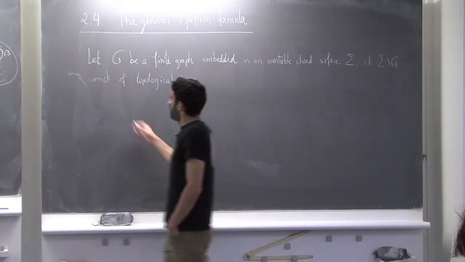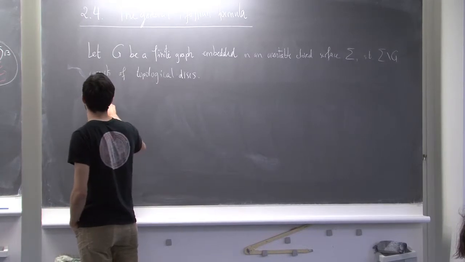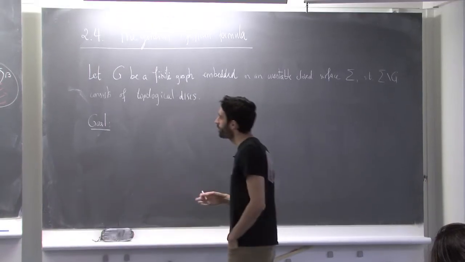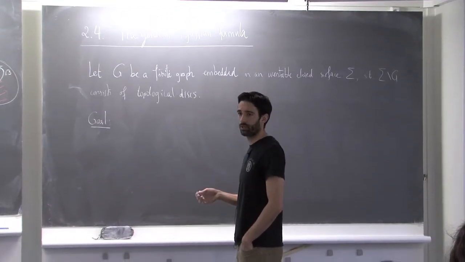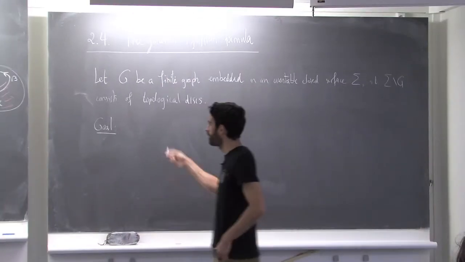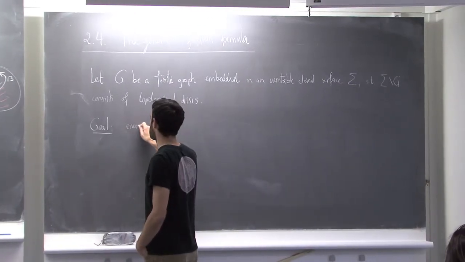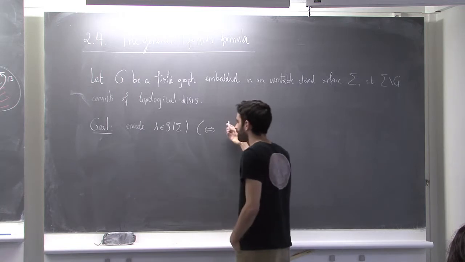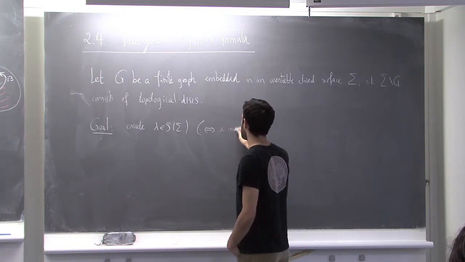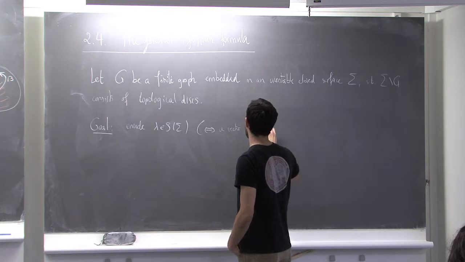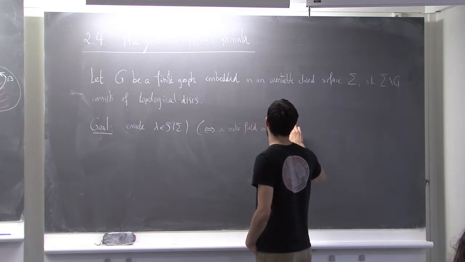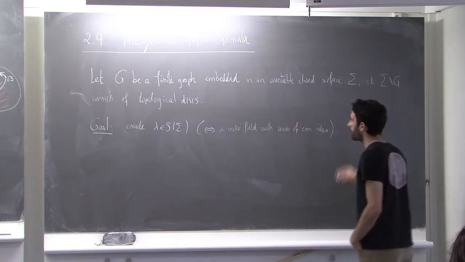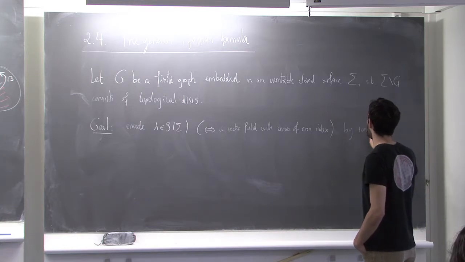Now, the goal will be, we would like to try to encode combinatorially a spin structure by a data on the graph in the surface. So encode a spin structure, or equivalently, well, a vector field with zeros of even index. We want to encode this by some combinatorial data on the graph.